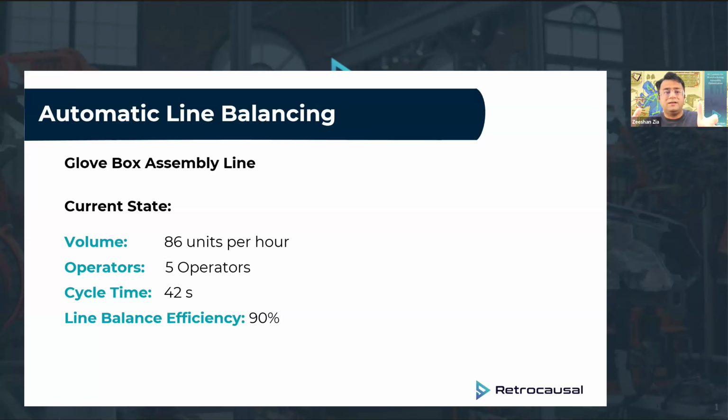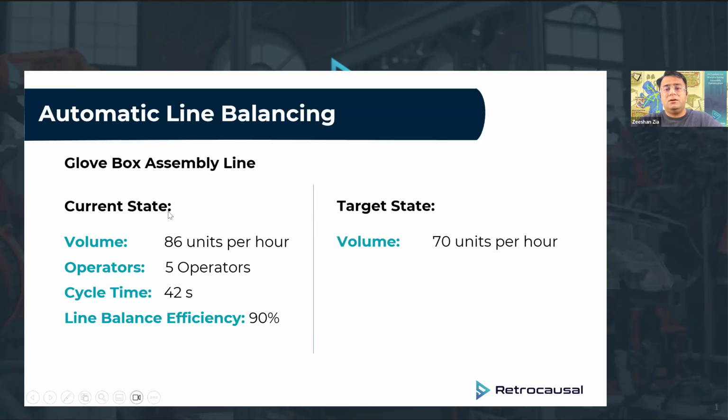This is data from a real assembly line where they're producing a glove box. There are 5 operators working on this line, and the CI engineers went in and conducted a time study. The target state is now to do 70 units per hour, because the customer demand has changed and you don't want to be producing 86 units per hour because you'll have excess inventory.